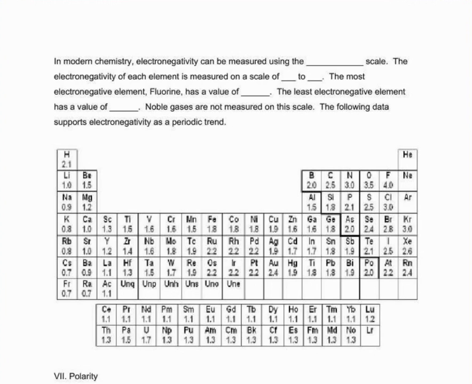But in modern chemistry, we can also support electronegativity with data. And so it's measured using something called the Pauling scale. And the electronegativity of an element is measured on a scale of 0 to 4. So the most electronegative element, which we already said was fluorine, because it's at the top right, here it is, has a value of 4.0.